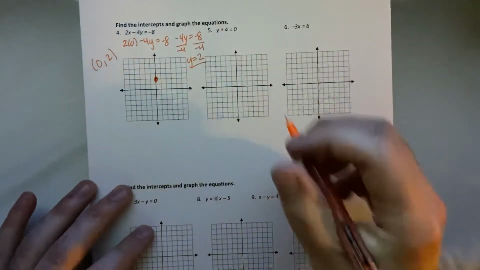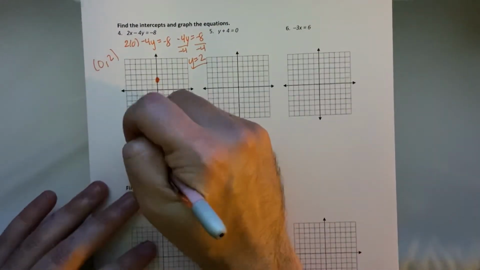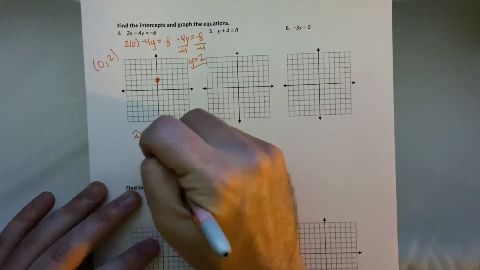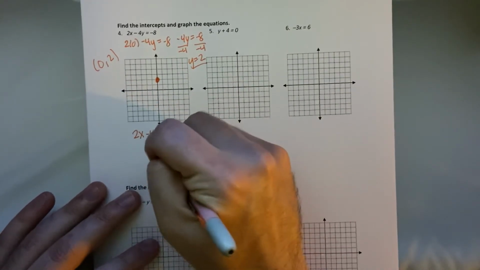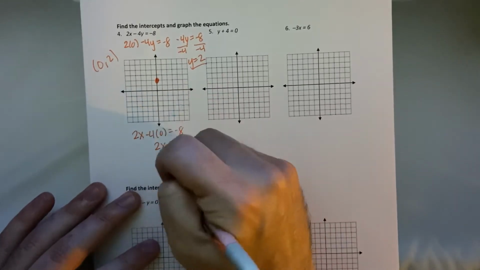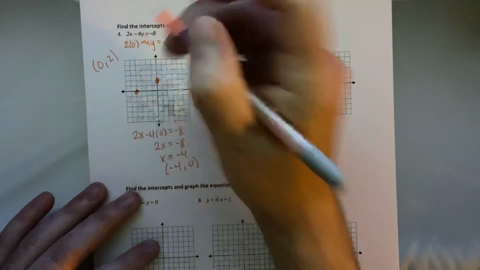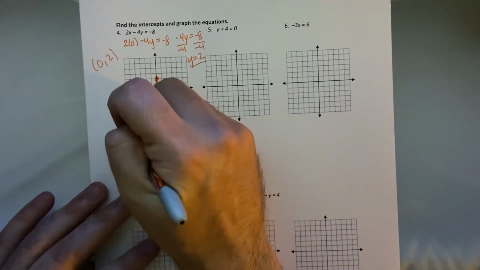Plot it. Now we plug in 0 for y. 2x minus 4 times 0 equals negative 8. So 2x equals negative 8, and x equals negative 4. Again, that's the coordinate point (negative 4, 0). And then you just connect the dots on a straight line.